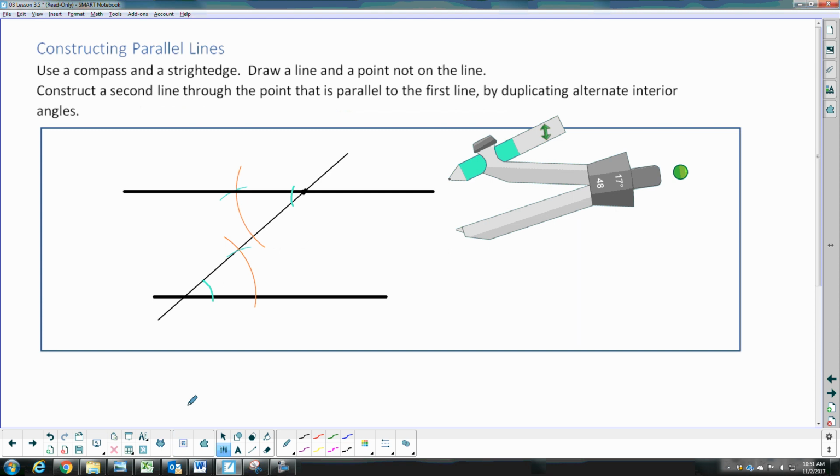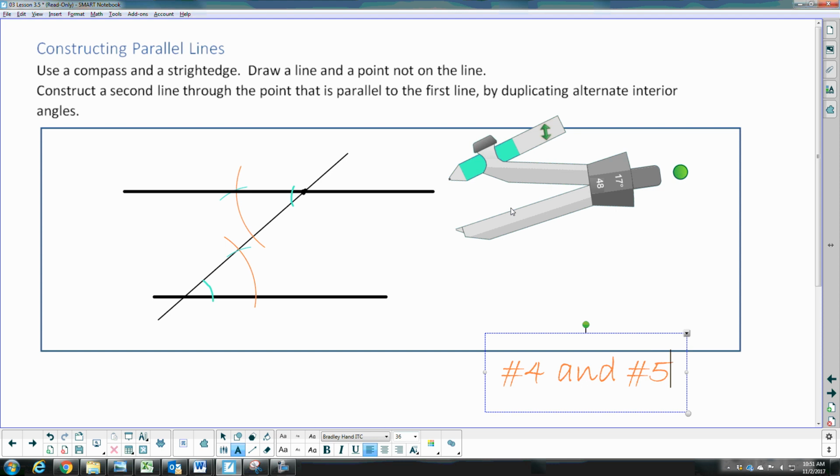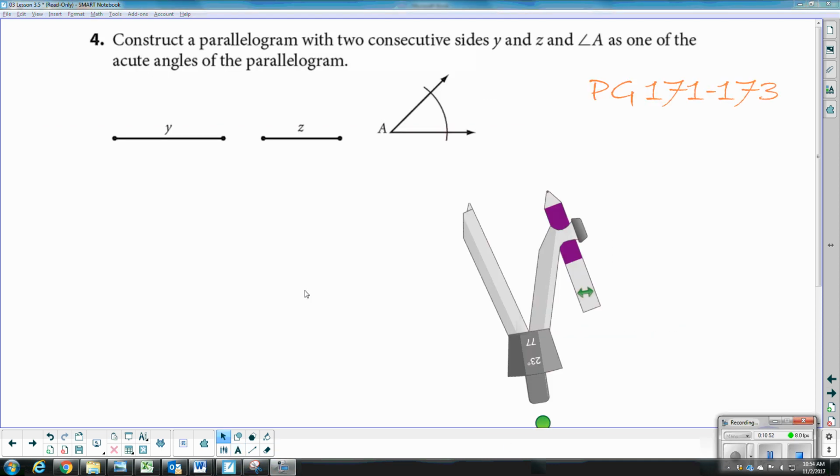Okay, now I want to go through a couple practice problems. So in class, we did number 4 and number 5. So pause the video while you grab your book, and we'll look at those practice problems. Okay, now number 4 is asking, it's on page 171 to 173. It's asking to construct a parallelogram with two consecutive sides, y and z, and angle A as one of the acute angles of the parallelogram.